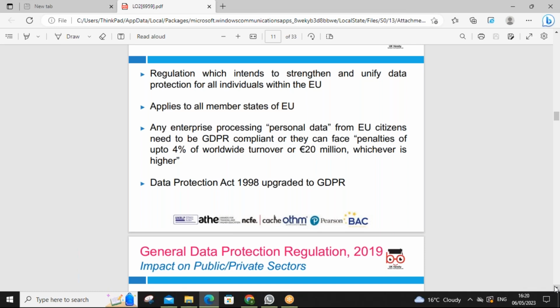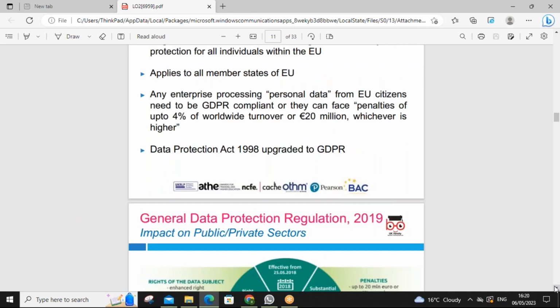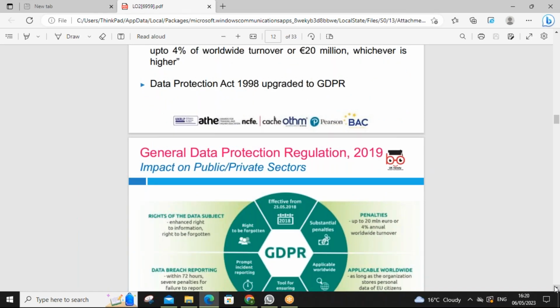So you can't really move the data to a third country without the permission of the ICO. ICO is called the Information Commissioner's Office. So an enterprise processing personal data from EU citizens needs to be GDPR compliant. They can face penalties of up to 4% of worldwide turnover or 20 million, whichever is higher, that can be fined. We used to have old laws, which is GDPR, General Data Protection Regulation.